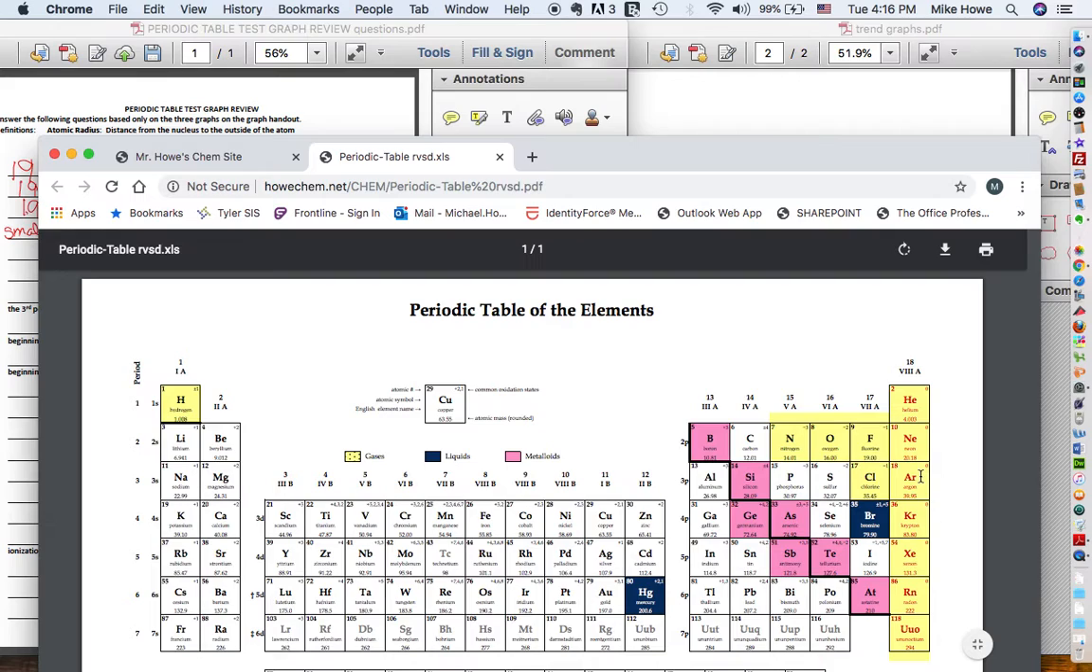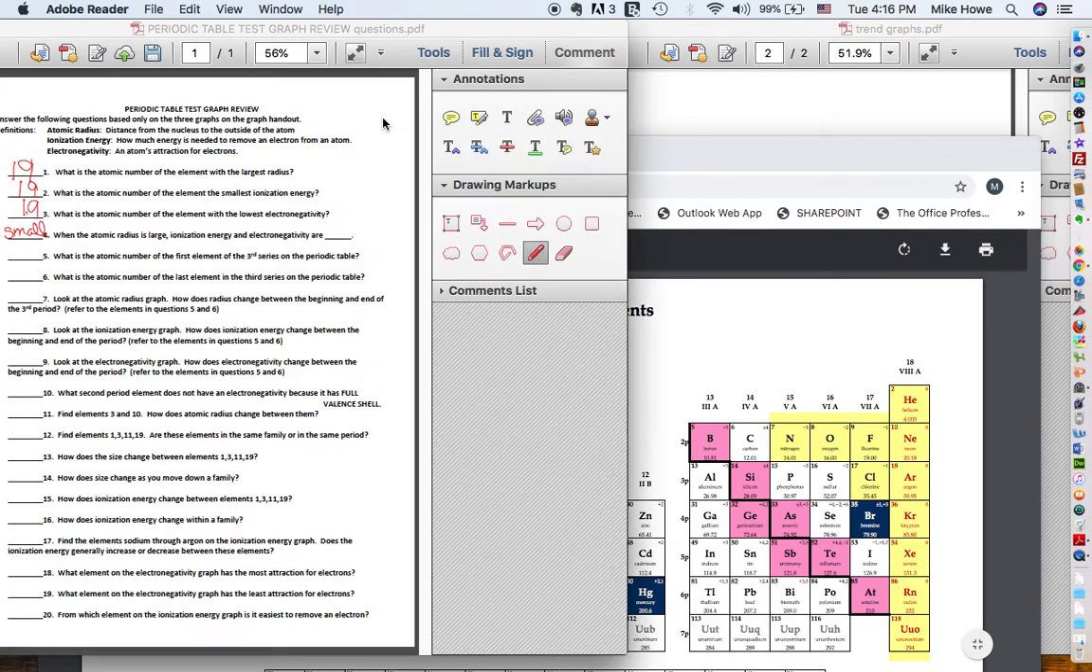So the next question is, what's the atomic number for the last element in the third series, and that's argon. All right, so we know that number 5 is sodium, 11, and number 6 question was 18. It was argon. If you look over here, you see argon is 18.